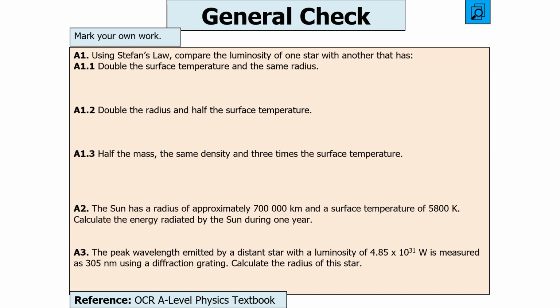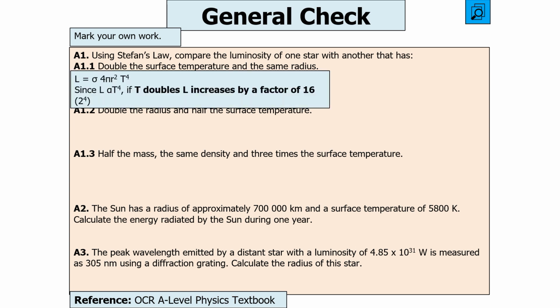Right, so this first one is using Stefan's law and looking at how the factors link to each other. Stefan's law is that the brightness or the luminosity is equal to sigma A T to the 4, and A is 4 pi r squared, because that is the surface area of a sphere, which we assume a star to be. So if we keep everything else constant but double the surface area, L will increase by a factor of 16 because it's 2 to the power of 4.